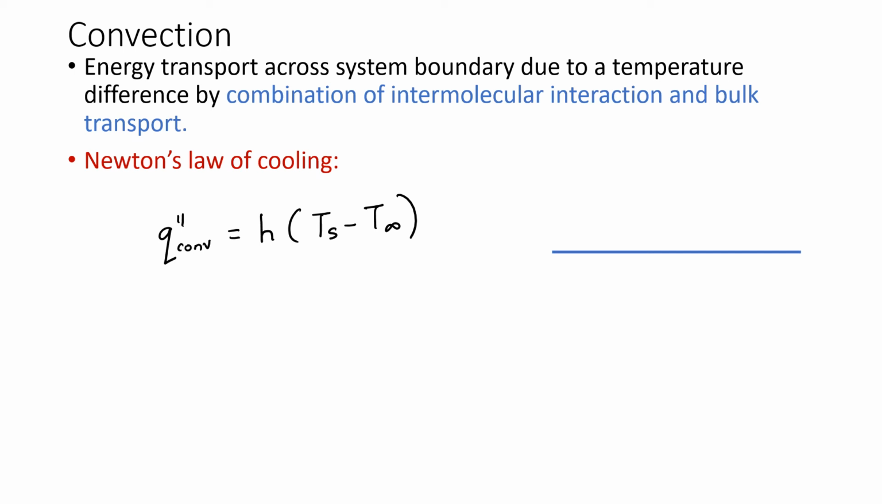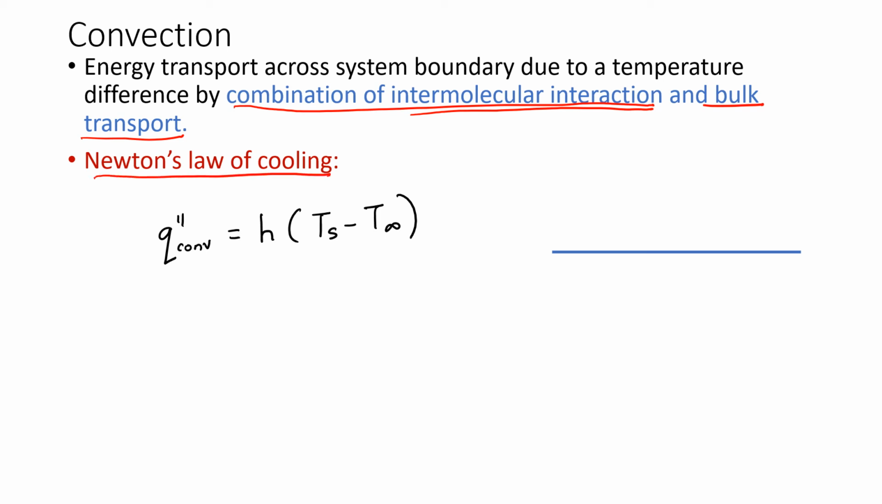Moving on to the next mode of heat transfer, that is convection. So what is convection? Convection is the energy transport across a system boundary due to a temperature difference by a combination of intermolecular interaction and bulk transport. For conduction, we just had the intermolecular interactions responsible for heat transfer, but for convection, the intermolecular interaction and the bulk transport both occur simultaneously. Now, how do we find the heat transfer due to convection? We use Newton's law of cooling.